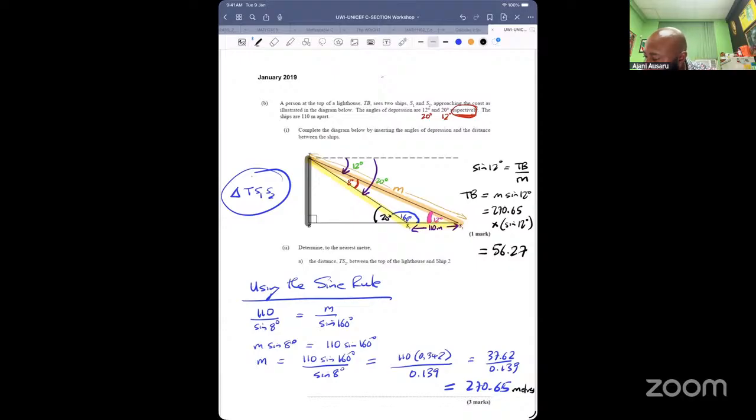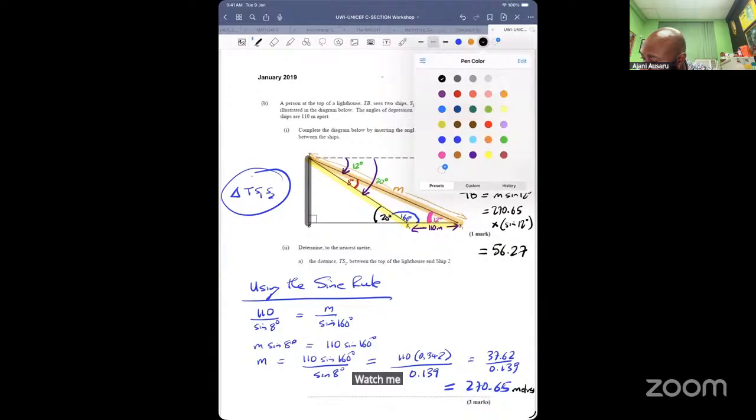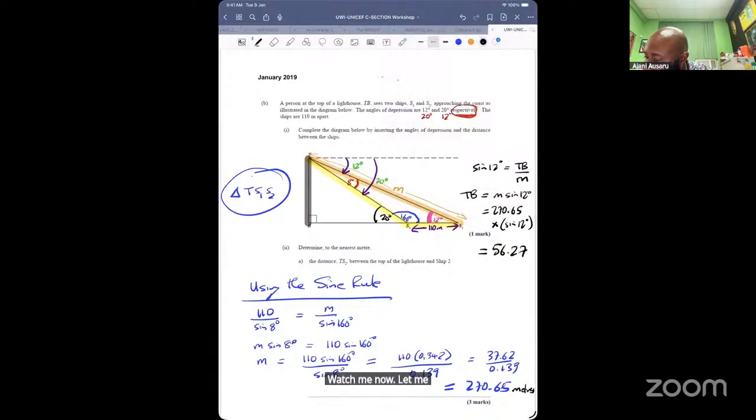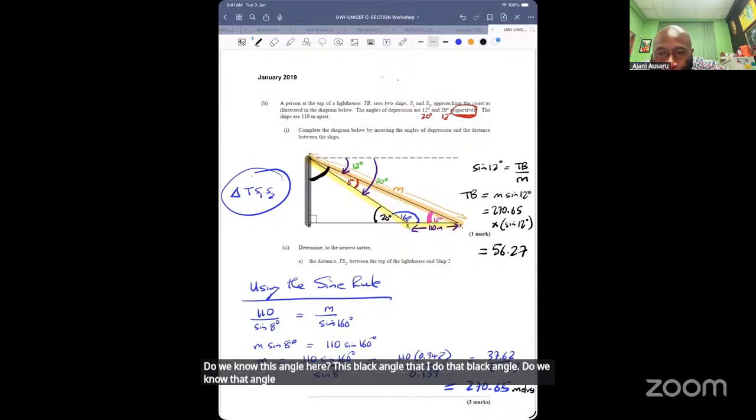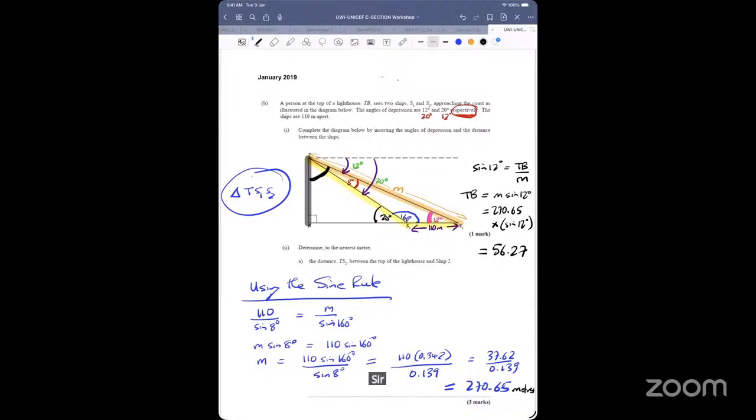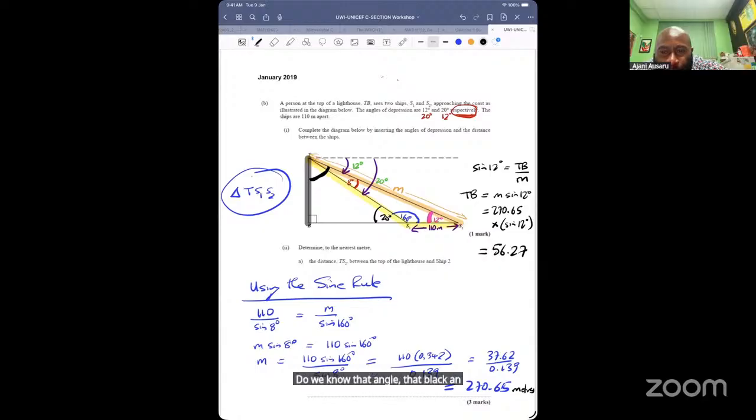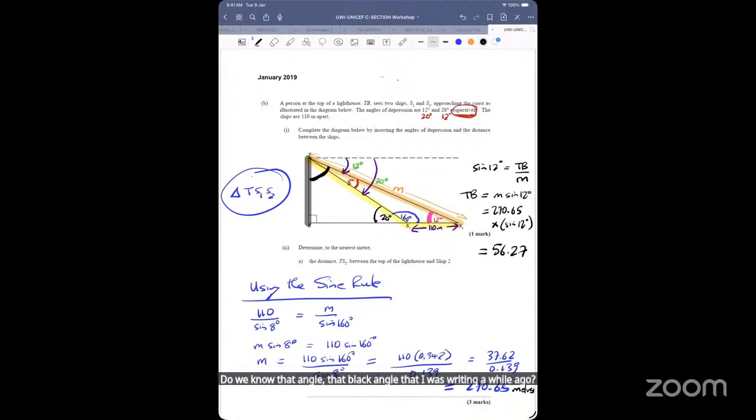All right, so let me ask you a question. Watch me now. Let me use black. Do we know this angle here? This black angle that I just wrote in a while ago. Do we know that angle? Yes, sir. What is it?